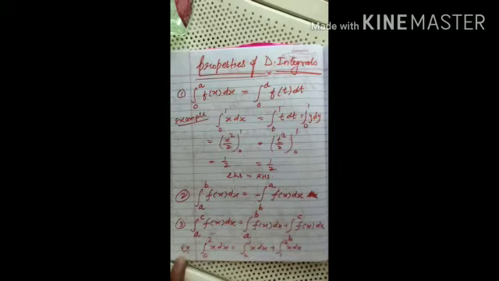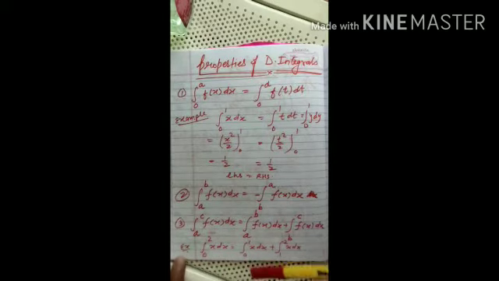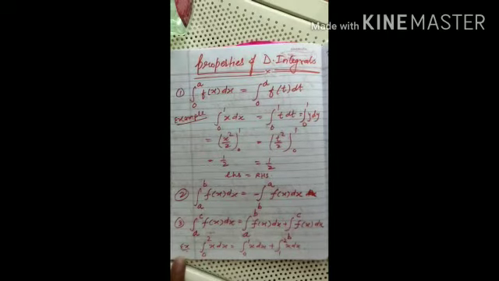The third property is integration from a to c of f(x) dx can be divided into sub-intervals: a to b of f(x) dx plus b to c of f(x) dx. So we can divide the integration into sub-integral parts. For example, 0 to 2 of x dx can be written as 0 to 1 of x dx plus 1 to 2 of x dx. We can write it this way.